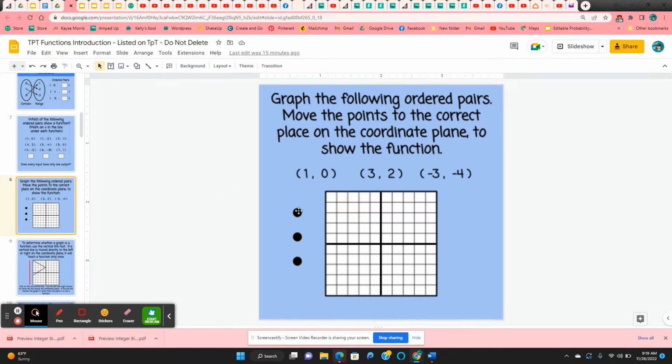On the next slide, they're just going to be moving these dots. They just click and hold, and then plot these 3 points.